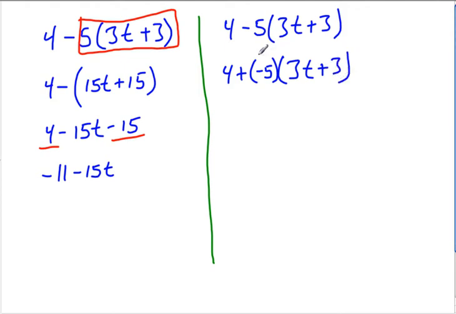As usual, we have to do this multiplication first. So we can say 4 plus negative 5 times 3t would be negative 15t. And then we can say plus again, and we have this negative 5 times 3 is negative 15. So here I'm just showing the same signs, but the negatives come from the multiplication: a negative times positive, and then a negative times positive.